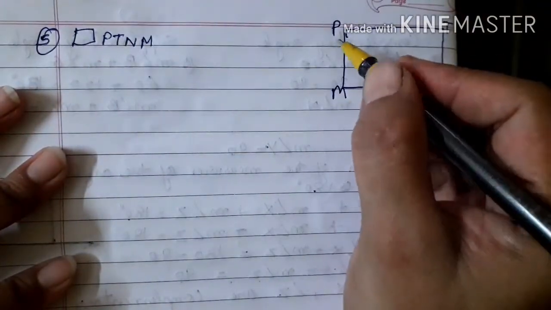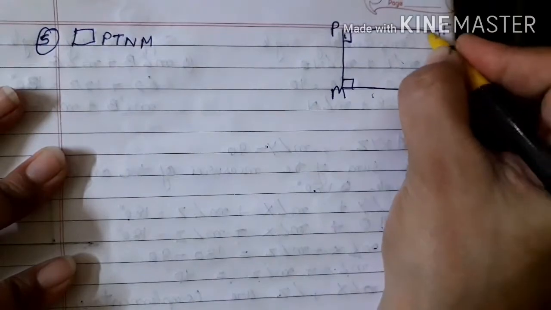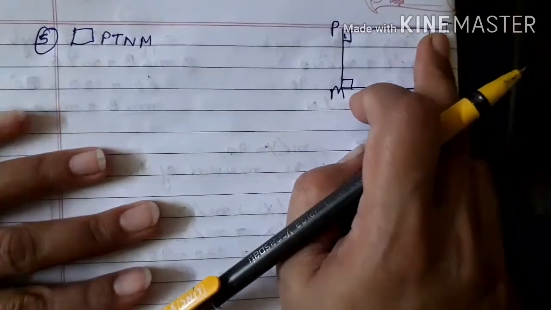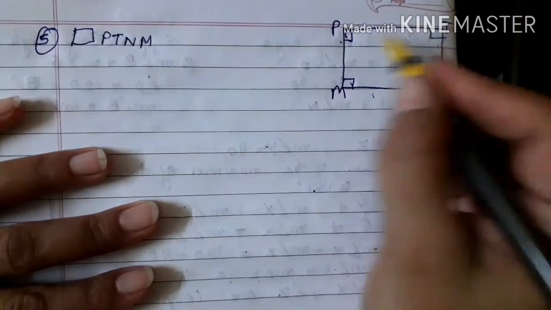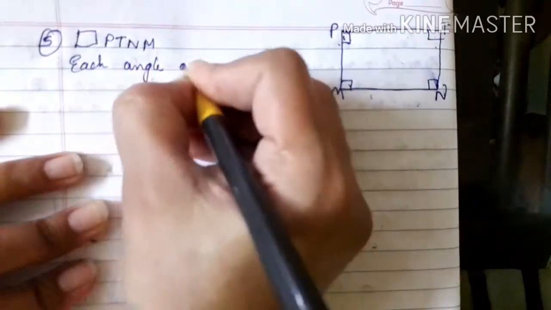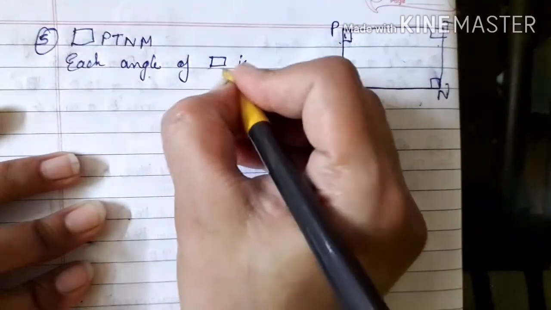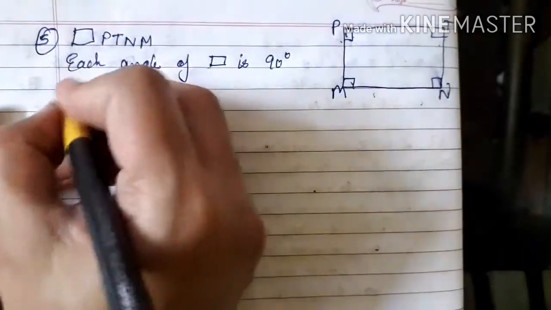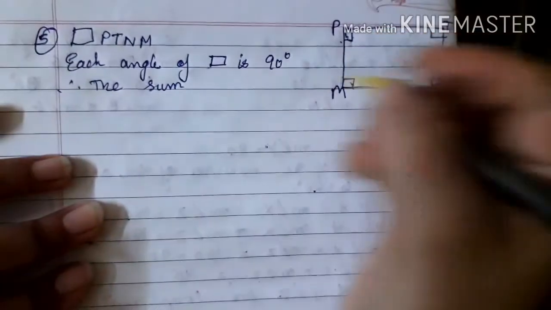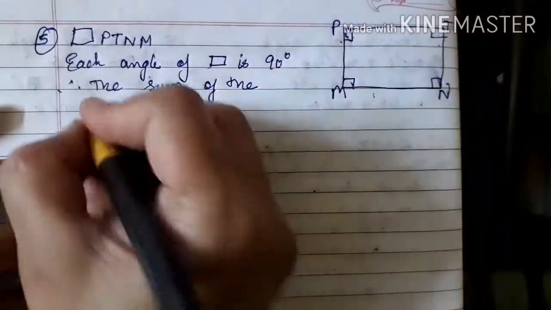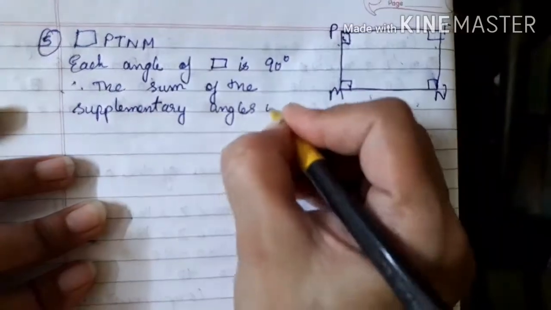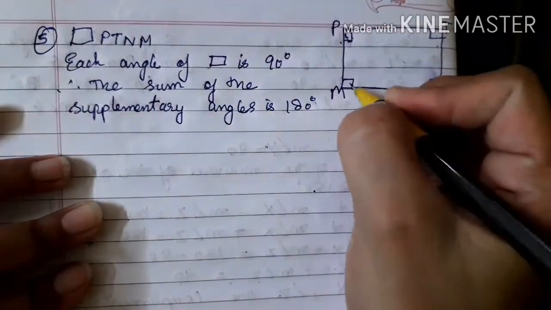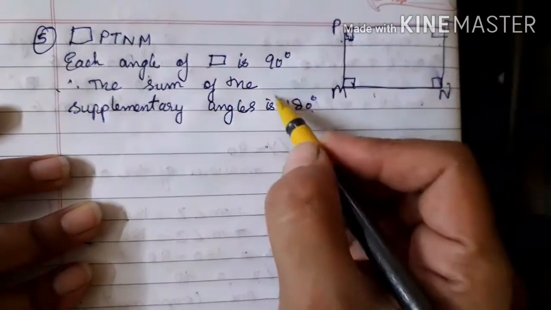Now we know that each angle of a rectangle is a 90 degree angle, right? All four angles of a rectangle, not sides, angles, are of 90 degrees. This is the first step of the solution, so we have to write it: each angle of a rectangle is 90 degrees. Therefore, if we add 90 and 90, the sum of the supplementary angles is 180 degrees, right? If this is 90 and this is 90, 90 and 90 gives us 180 degrees. This is what we have written in words.